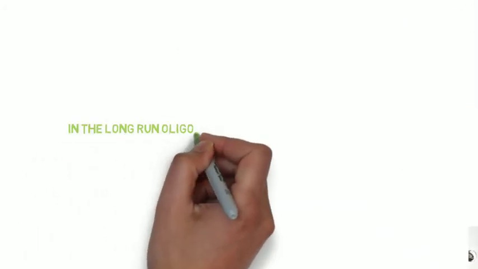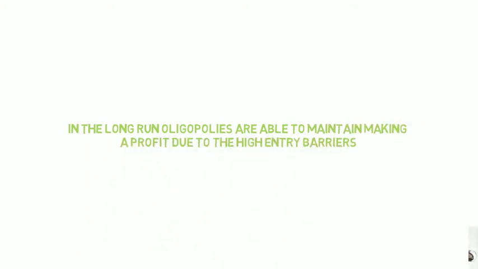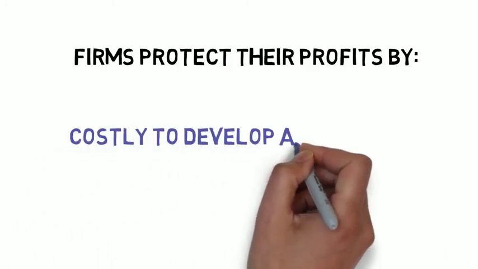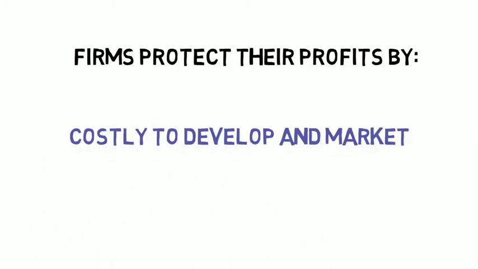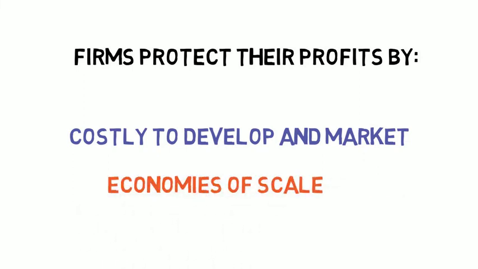In the long run, oligopolies are able to maintain earning profits due to the high entry barriers preventing new competition from entering the market. Firms can protect their profits by making it costly to develop and market a new product, making it difficult for entry. Economies of scale. The larger the firm's sales of units, the lower the fixed cost that has to be recovered from each unit sold, resulting in lower costs, which would be difficult for startup firms to compete with.